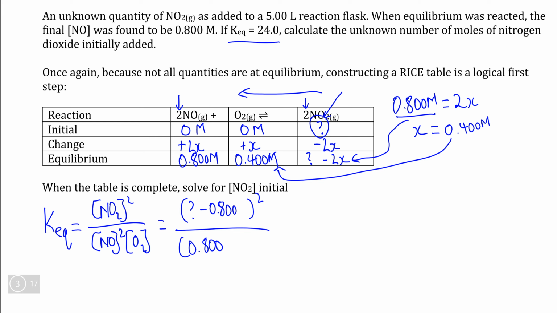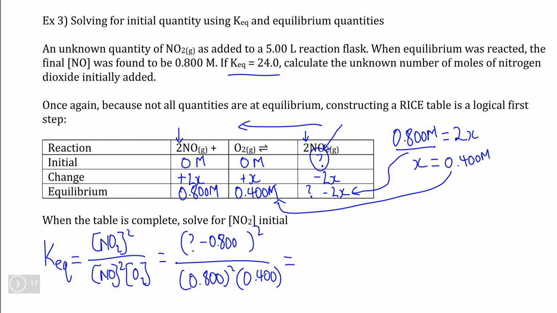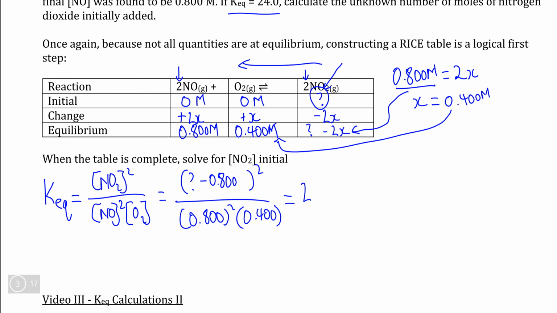So concentration of nitrogen monoxide is 0.800 squared times the concentration of oxygen gas, and this time we know what KEQ is because the question gives it to us. We know that KEQ is equal to, let's write that more clearly, 24. So now all we need to do is rewrite this equation such that our unknown is isolated. So here we're going to move everything in the denominator to the other side by multiplying by both sides, and to get rid of the squared exponent, we can take the square root of both sides once that's done.